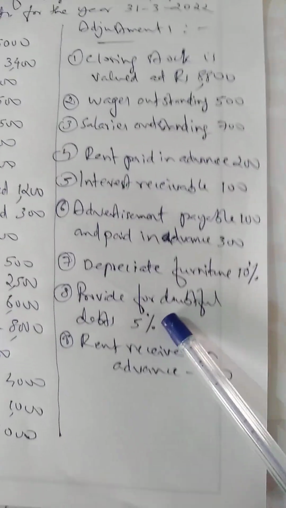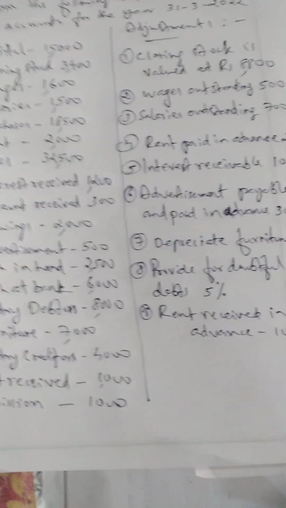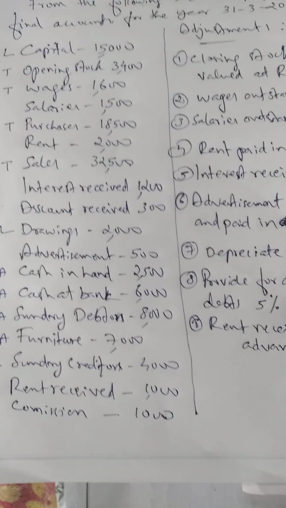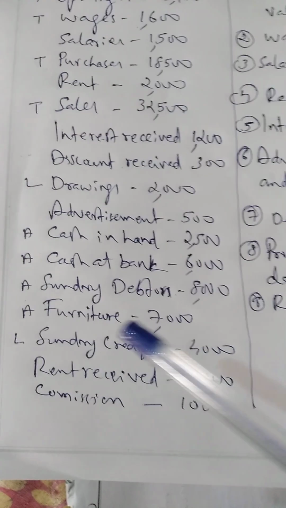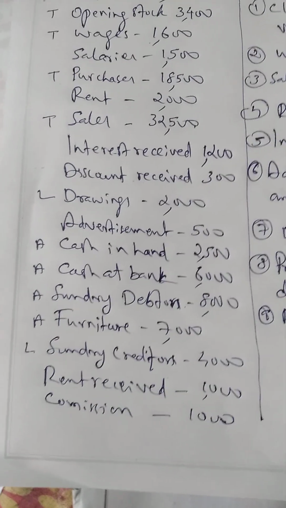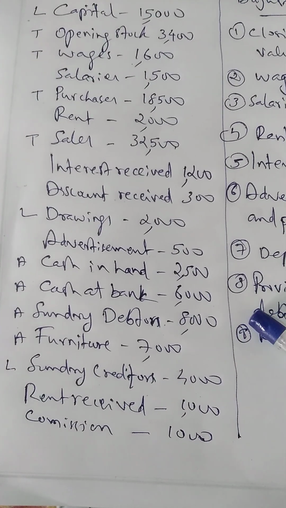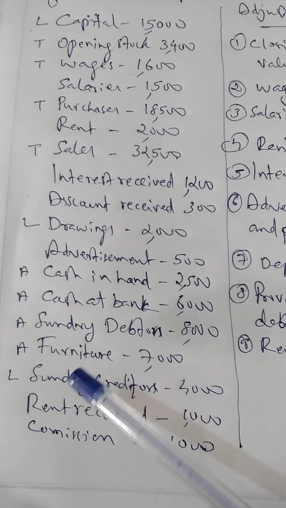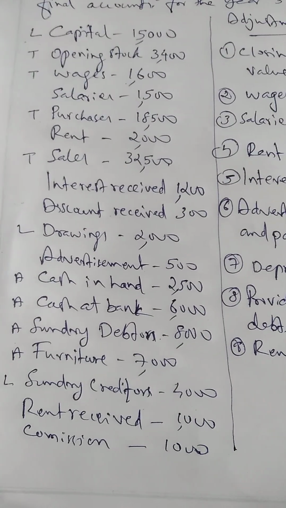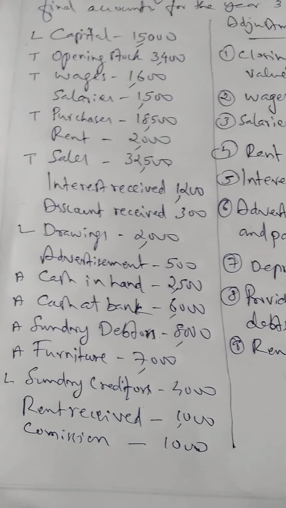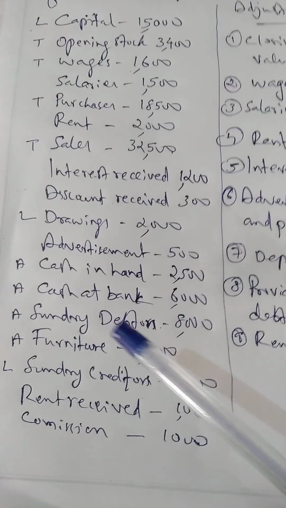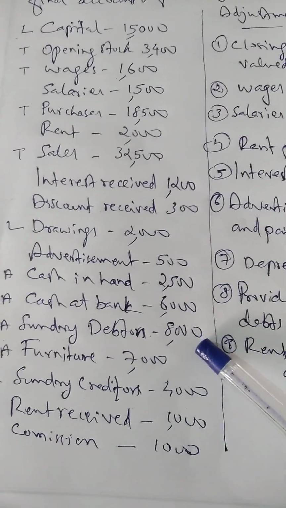What does it mean? See, the amount we have to receive from our customers is called sundry debtors. There may be several customers. We cannot name each and every person separately. So all these persons are commonly called sundry debtors, means who are liable to pay money to us. They are called sundry debtors. Here, looking into this, sundry debtors amount to rupees 8,000.